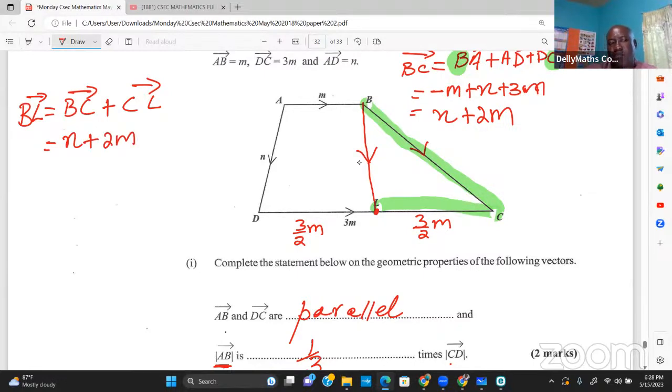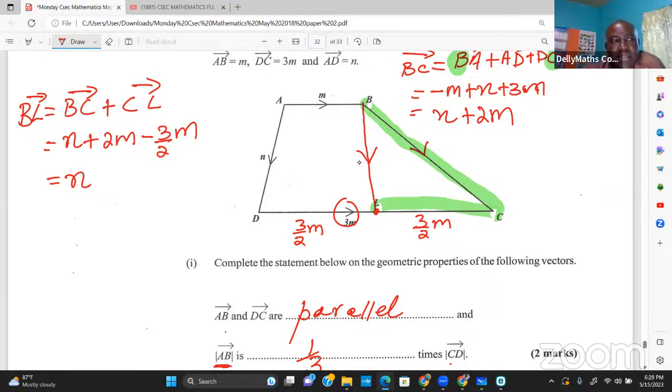That's BC. CL, watch direction. So we're going against the arrow. So it's going to be a minus 3 over 2m. That's all. Right? So now we can put things together by simplifying everything. There is no n, so the n will remain.